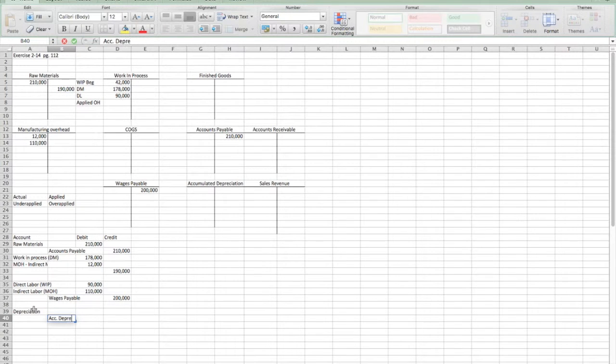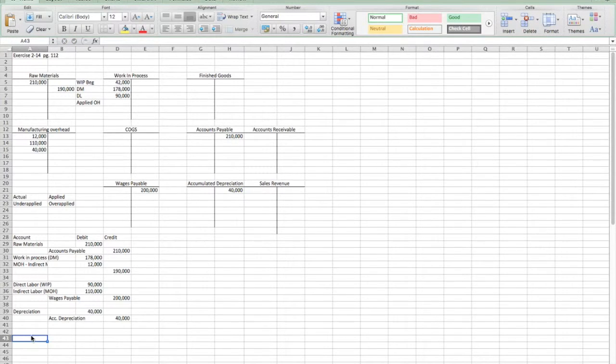Depreciation. And that was for 40,000 for D. 40,000. So manufacturing overhead again, depreciation, and accumulated depreciation. Okay, other manufacturing overhead costs incurred during October were 70,000, credit accounts payable.